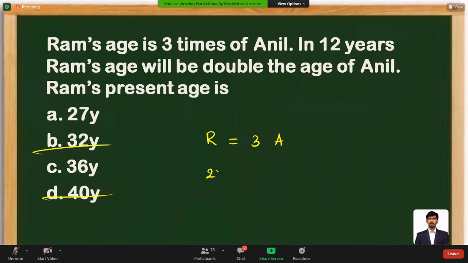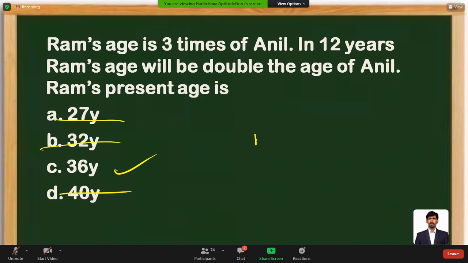So if you assume Ram's age is 27, then Anil's age should be 9. In 12 years, Ram will be 39, and Anil will be 12 plus 9, which is 21. Is 39 three times 21? No, it should be double Anil's age. It's not matching. Eliminate this option. So these are eliminated. This should be the answer.